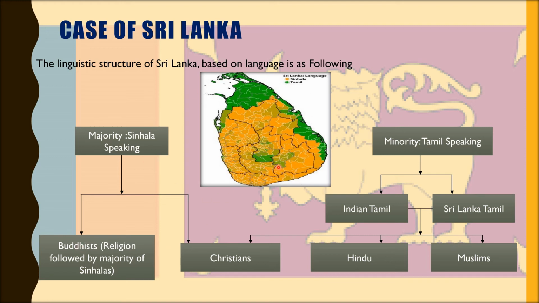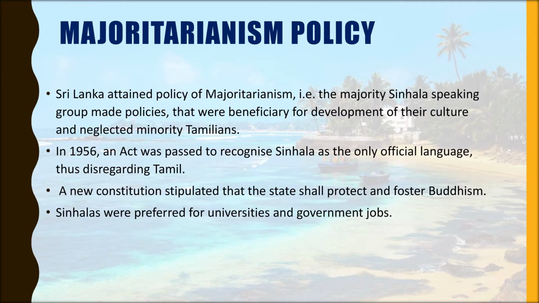So that's all about the composition. Let's move on. Actually, the problem in Sri Lanka was majoritarianism. That is, the Sinhala were greater in number, so they took the majority, and they became dominant over the Tamil people. So for that they chose the policy of majoritarianism. Let's see what it is.